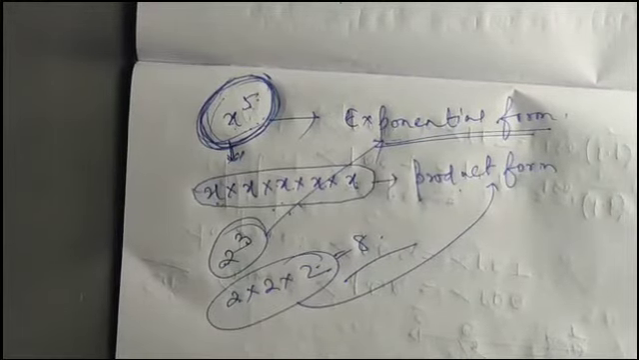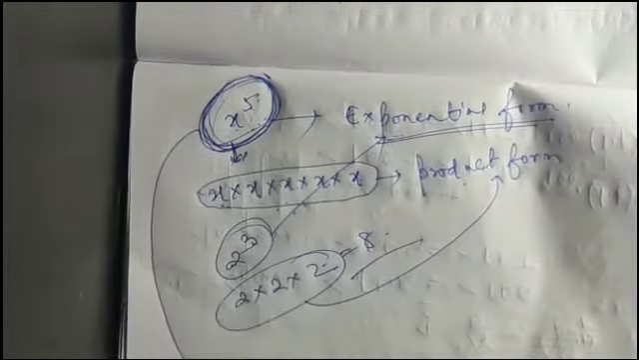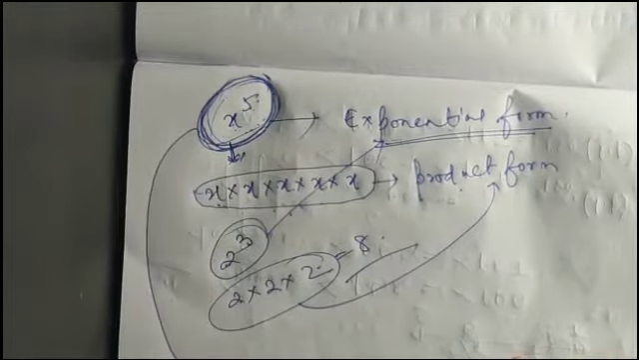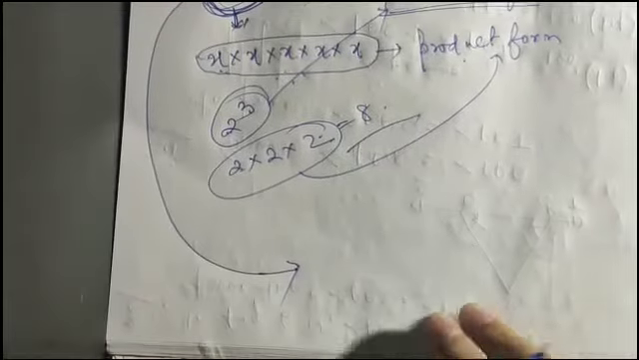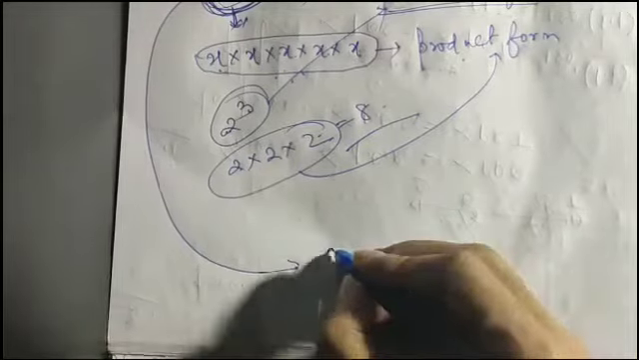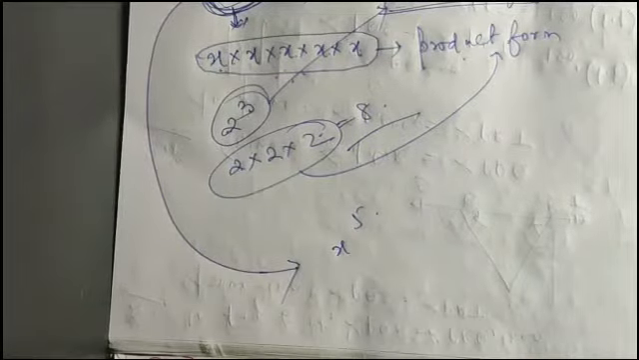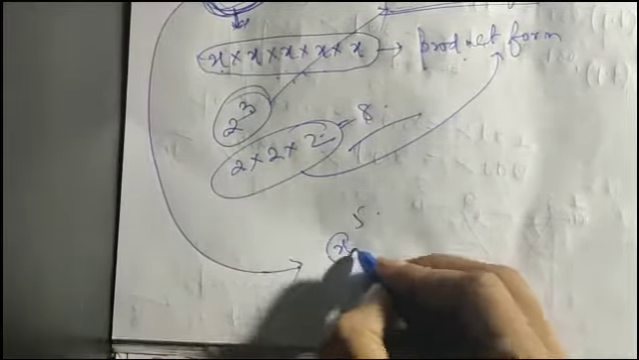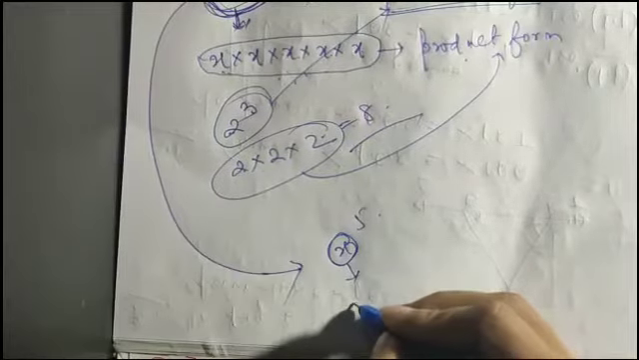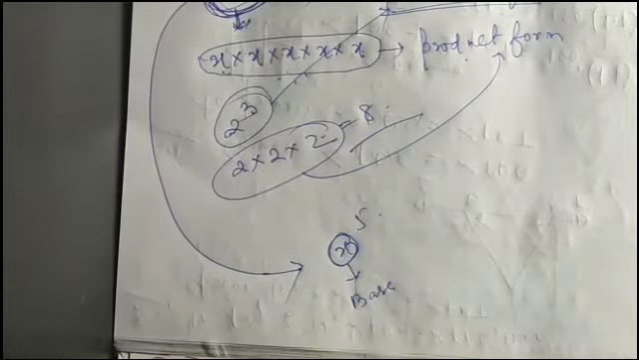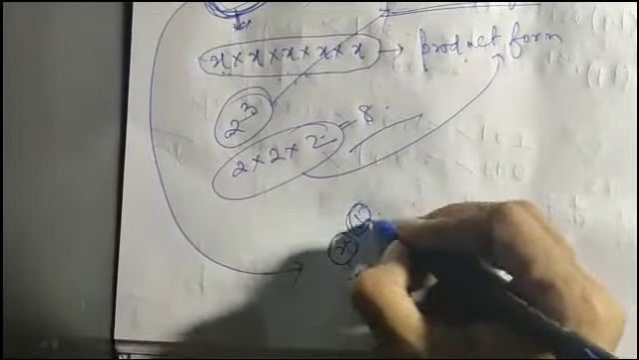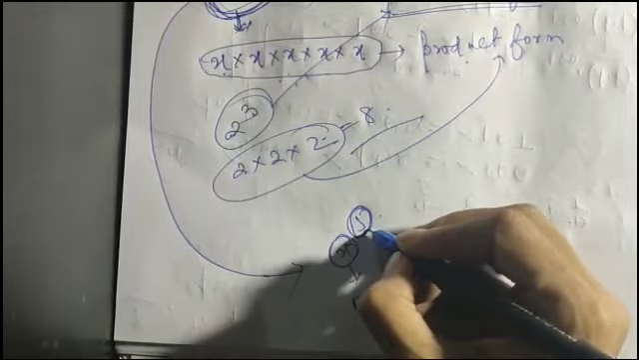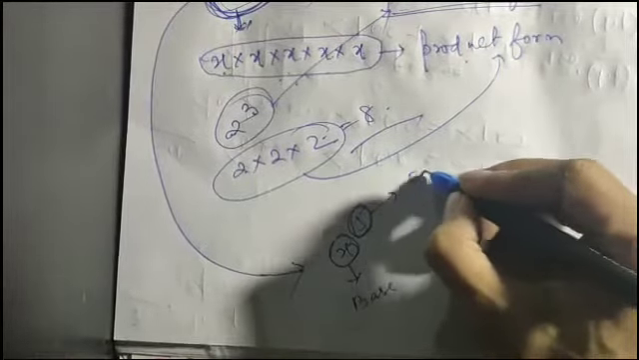Okay. So, now let us discuss some more things about this exponential form. In this exponential form, x power 5, this x is called the base. And this power, you can see the power 5, that is called the exponent.